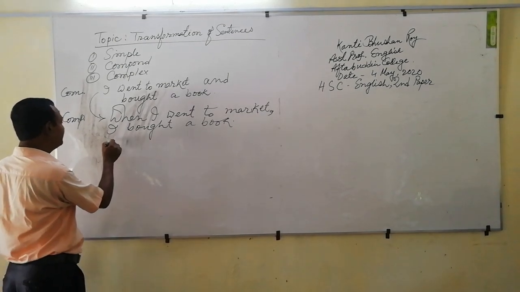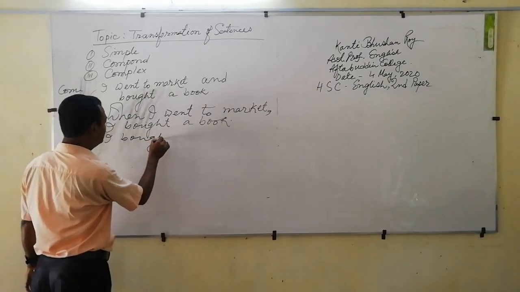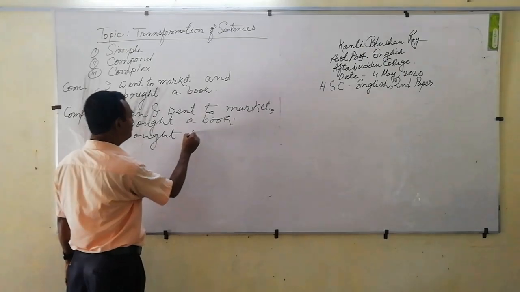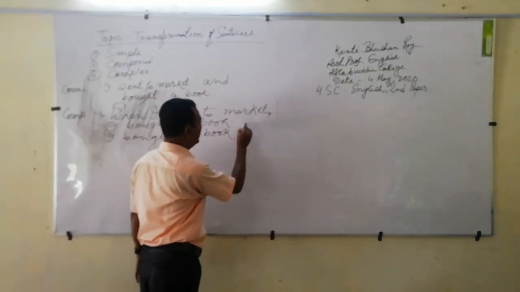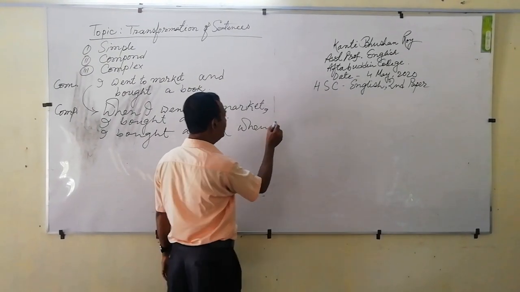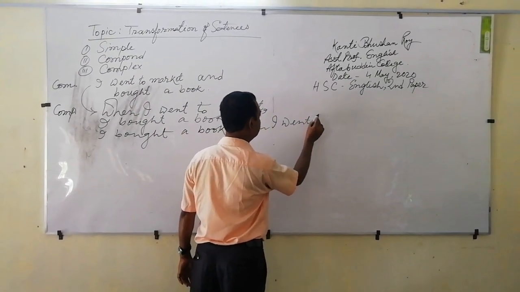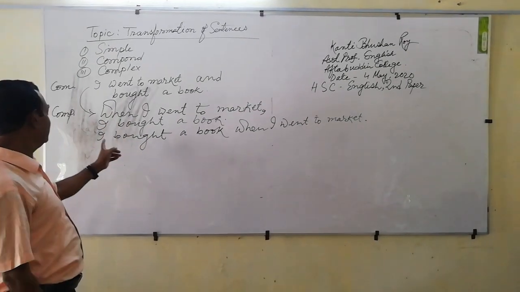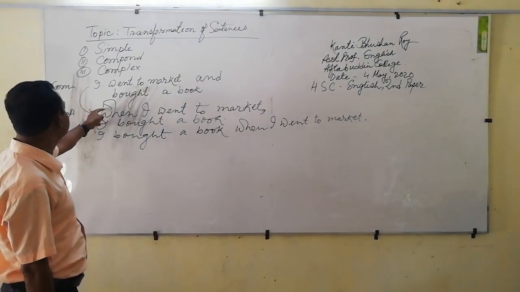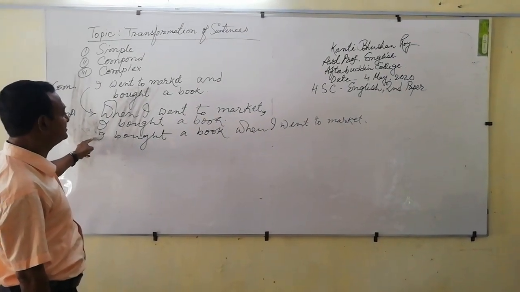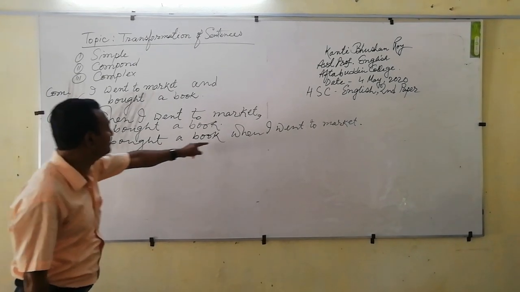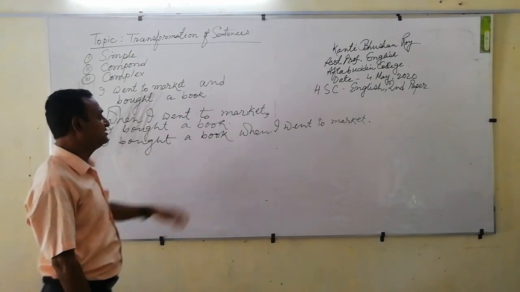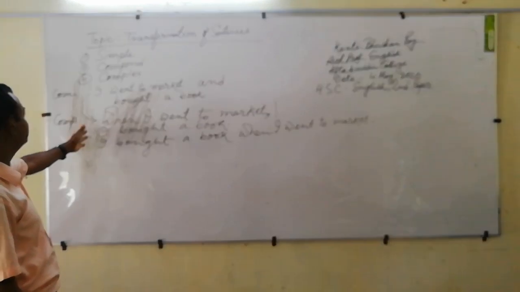That is, then, it could be in this way. If we use the principal clause at the outset of the sentence, then the sentence is, I bought a book when, this is the subordinate conjunction, when I went to market. In this way, we can transform this compound sentence into complex sentence. Here in the last category, we do not need any comma. In place of comma, there is the conjunction. It is united, and this is the complex sentence.